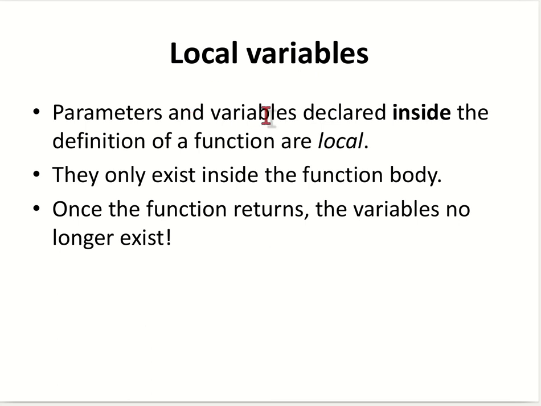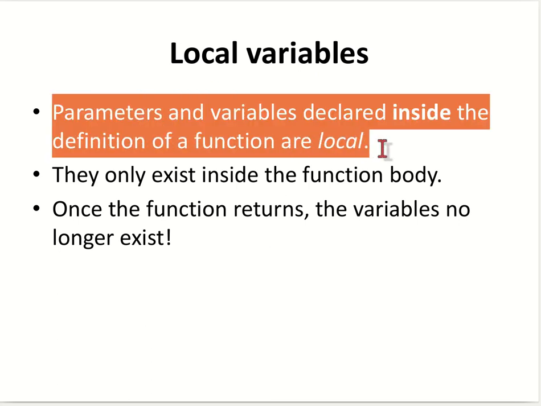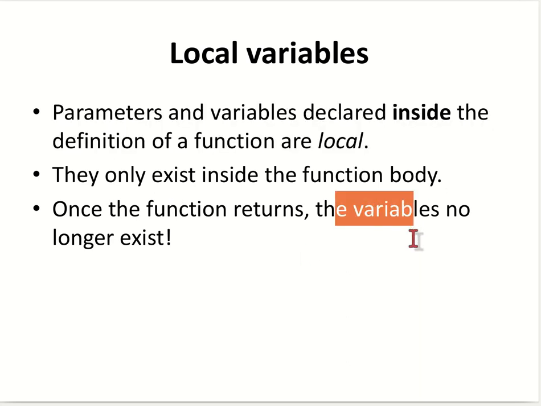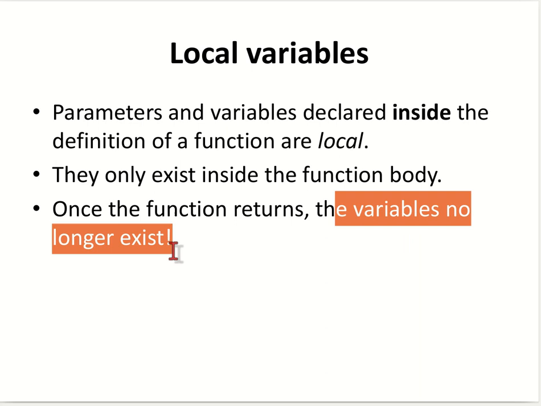The parameters and variables declared inside the definition of a function are known as local. So they exist only inside the function body. Whenever the function is finished, the variables no longer exist. Such kind of variables are known as what? Local variables. As you can see, the formal parameters are local variables to that function. After the execution of that function, they no longer exist.